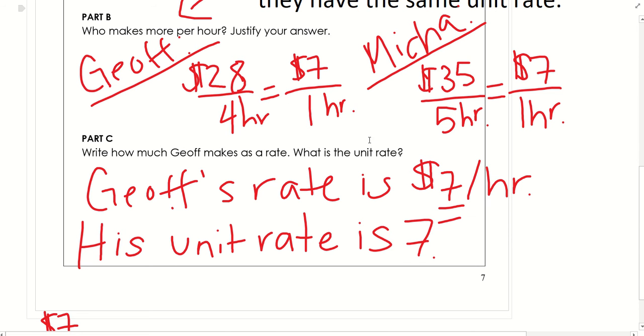You find the rate. You say Jeff's rate is $7 per hour. You include units when you're talking about your rate. You make sure you tell me that you're talking about rate. And then you say, and by the way, the unit rate is 7. And you just tell me what the number is in your rate, and you do not include your units. We'll go over this again before the test because it's really important that we know that difference.